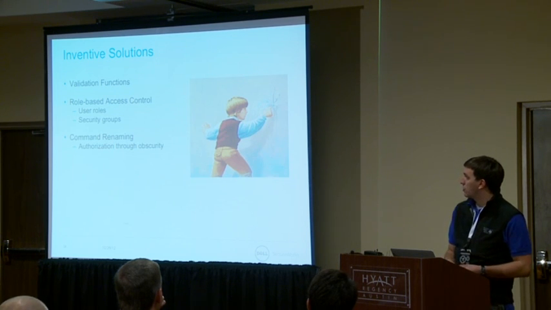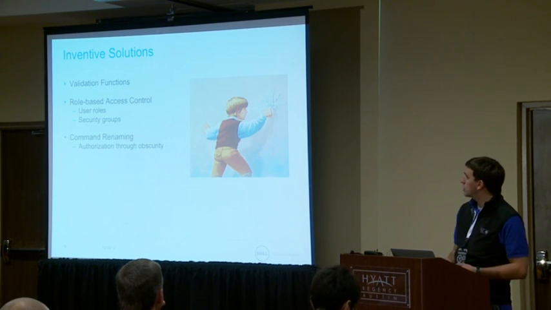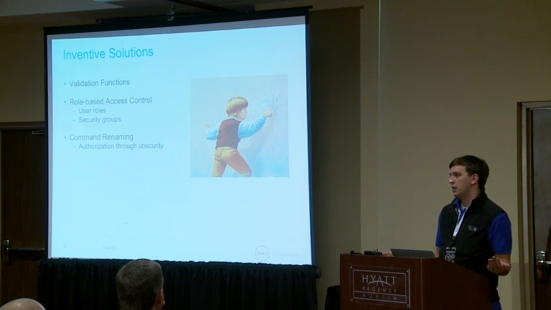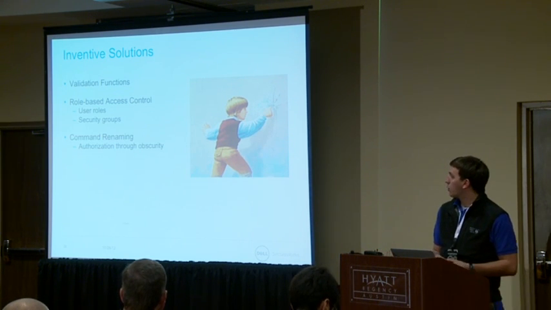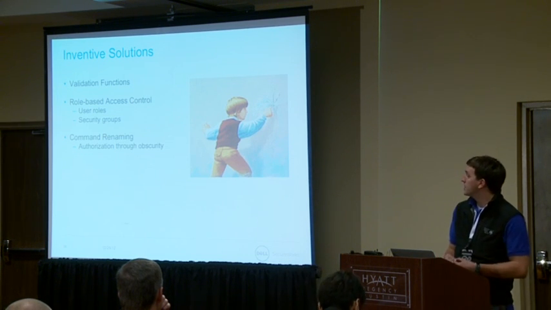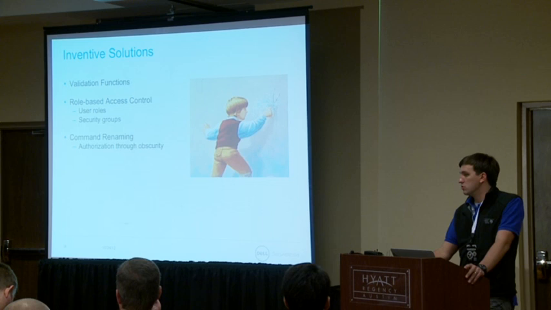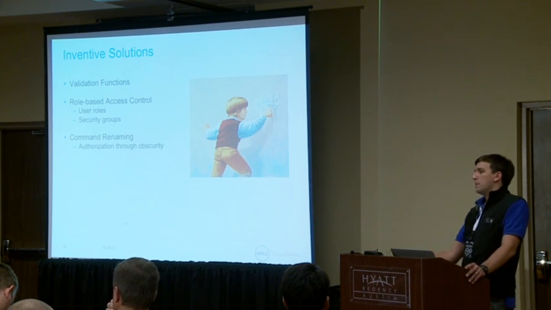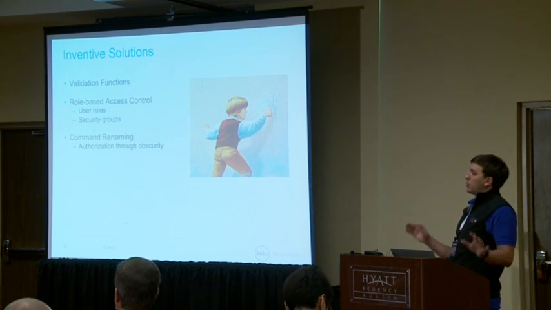There is some concept of role-based access control, so the idea of setting up user roles and security groups. Have any of you ever heard of Apache Accumulo? It is a fork of Hadoop that was released by the National Security Agency a couple years ago. And it has a concept of user roles and security groups where multiple users can actually have different visibility within the same key value pair.